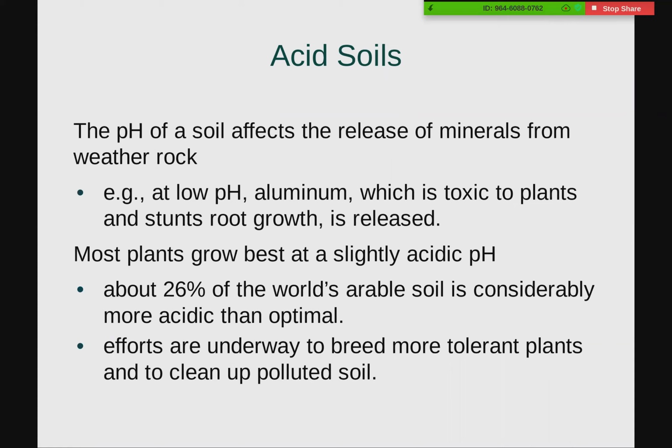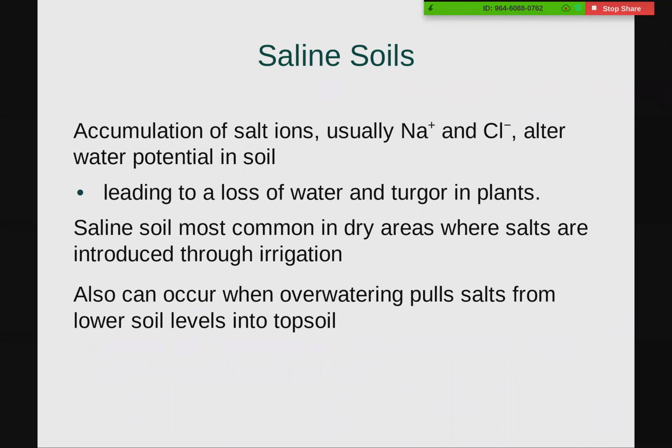But that being said, low pH isn't a bad thing. Most plants actually grow best at slightly acidic pHs, about a 6.5 in that ballpark. And to put that in perspective, about 26% of the world's arable soil is actually considerably more acidic than optimal. So we grow lots of food in places that are already very acidic. So, just as a note.